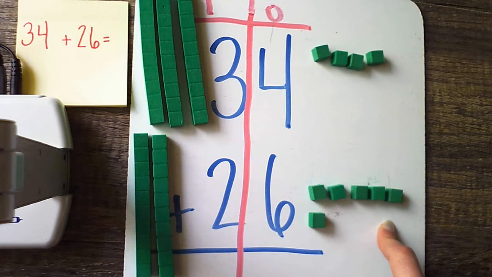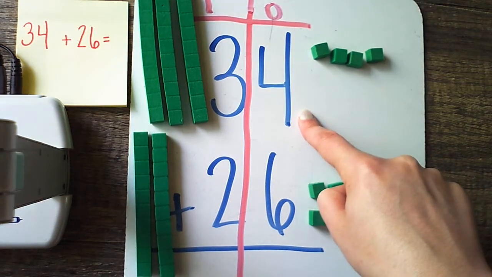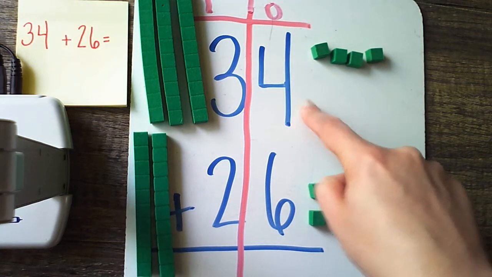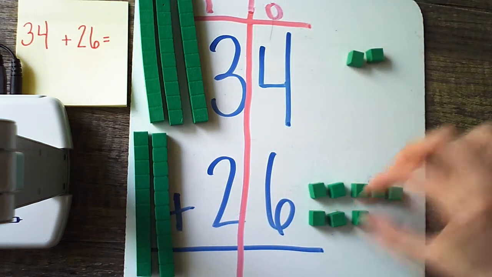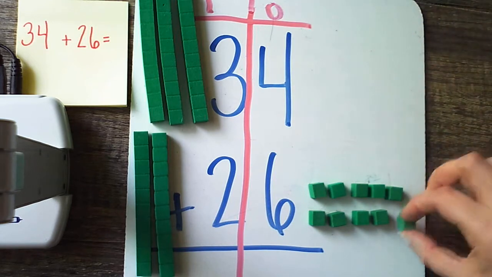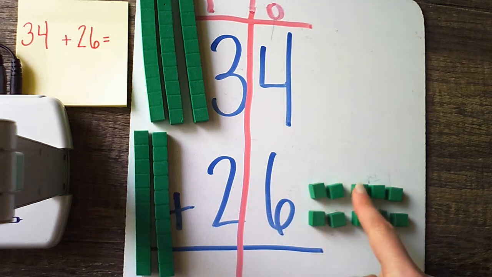So I'm going to look for 4 ones that could go here. Oh, wait a minute. Look, I've got 4 ones right here. Those 4 ones are a part of 34. So I can just move them down here. And now I've regrouped and I've made a 10. If you don't believe me, count it. 1, 2, 3, 4, 5, 6, 7, 8, 9, 10.